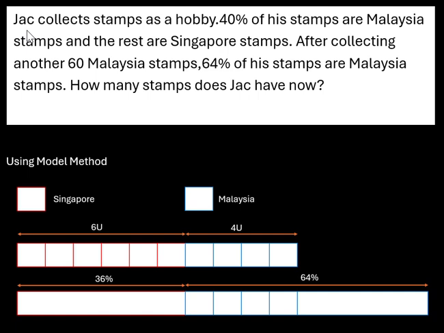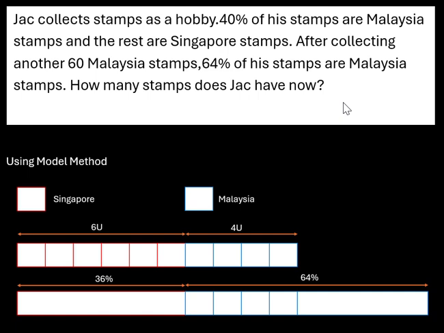Okay, in this question, basically, you have Jack who collected some stamps as a hobby. Initially, 40% of his stamps are Malaysia stamps and the rest are Singapore stamps. So after collecting another 60 Malaysia stamps, 64% of his stamps are Malaysia stamps. So how many stamps does Jack have now?